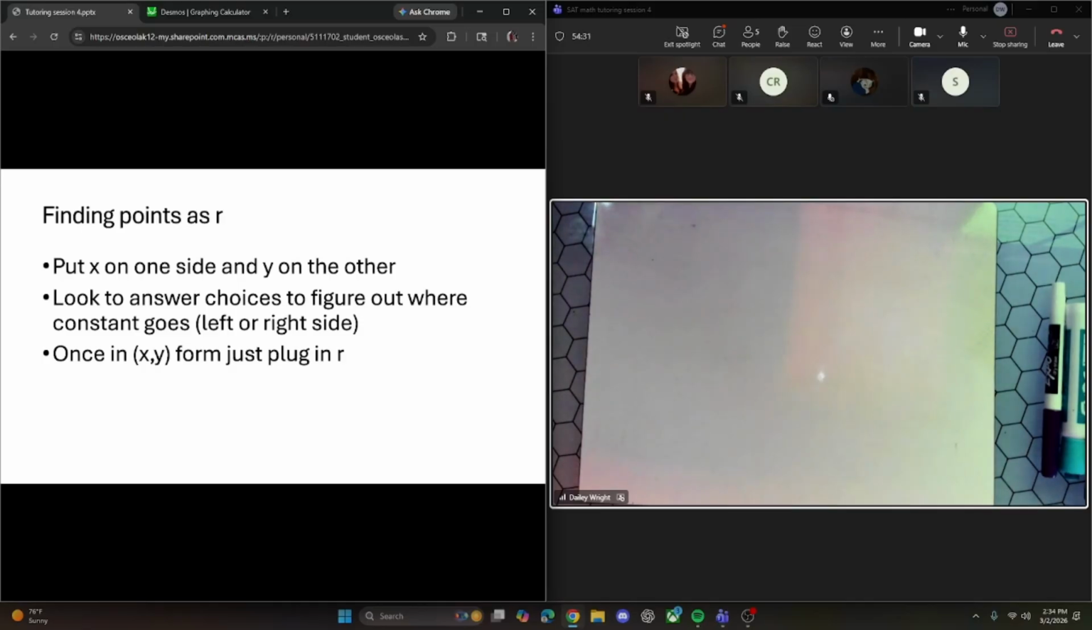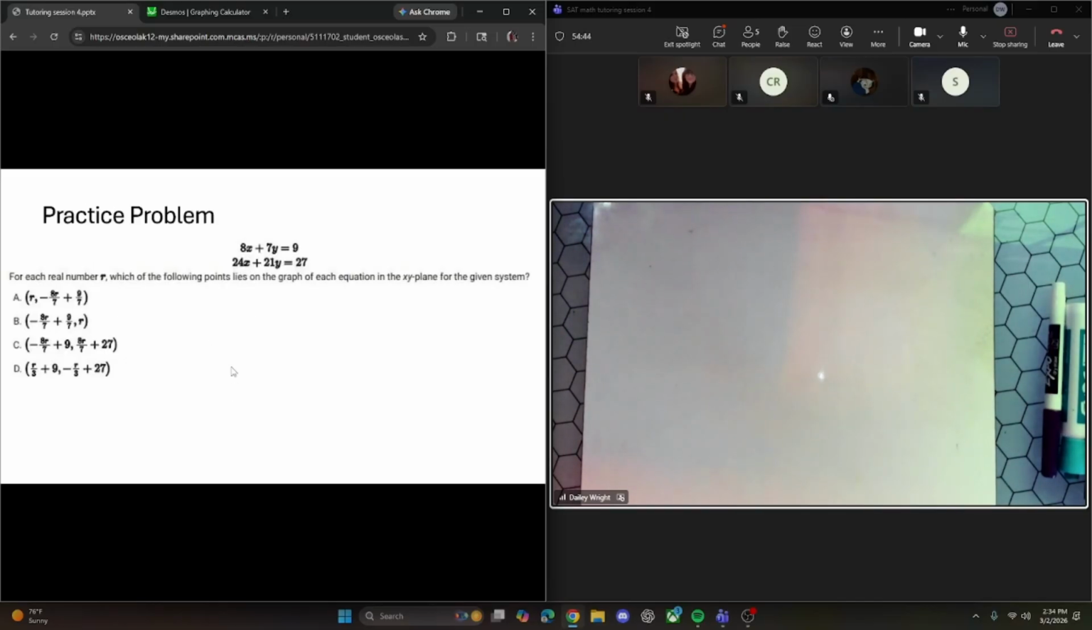Look to the answer choices to figure out where the constant goes, left or right side. I'll show you what that means when we go into the problem. And then once in x, y form, just plug in r. Let's look at a practice problem. 8x plus 7y equals 9. 24x plus 21y equals 27. For each real number r, which of the following points lies on the graph of each equation in the xy-plane for the given system?